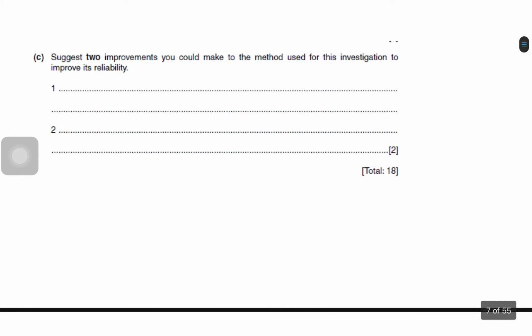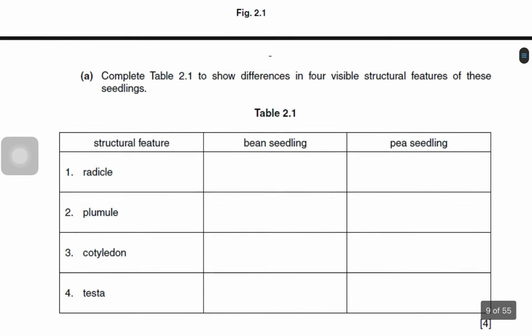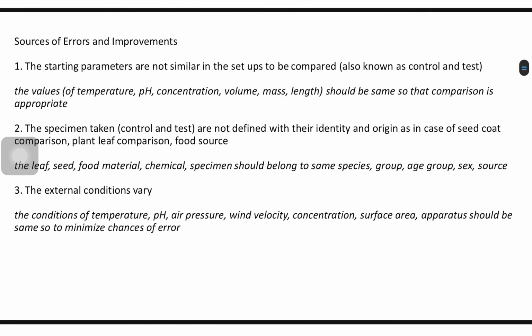Moving on. Question 1 also involves improvements and suggestions on why errors were recorded. So I have done some data already for you, and let me show you how we can find errors and improvements. You can see over here that sources of errors are here. So let me show you this effort I did for you guys. So let's do it. The starting parameters are not similar in setups.